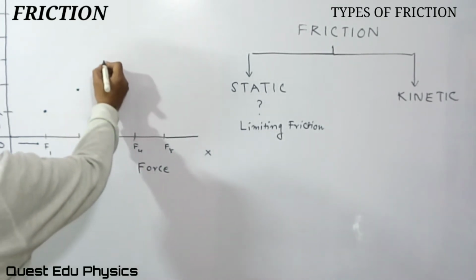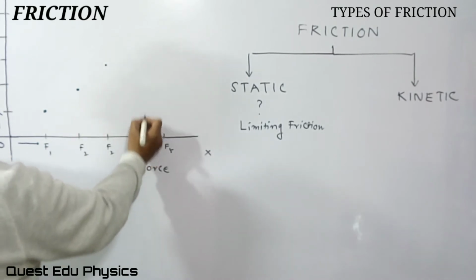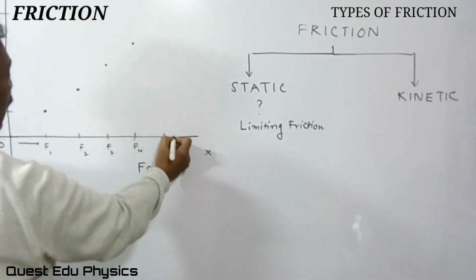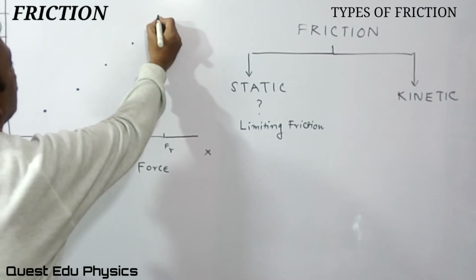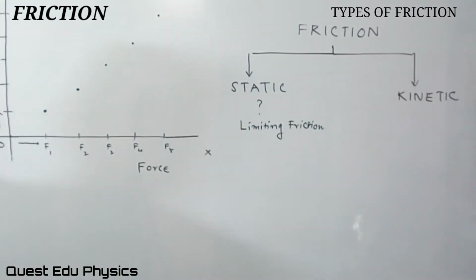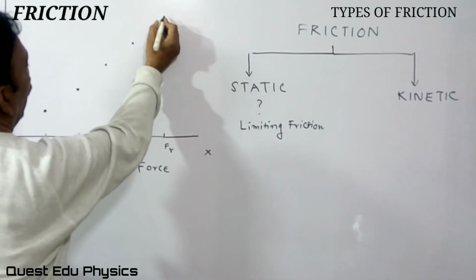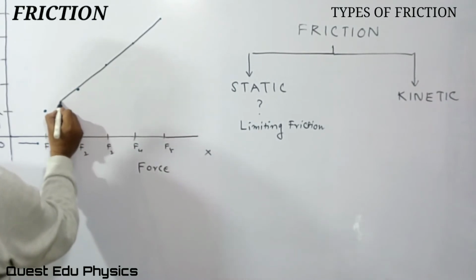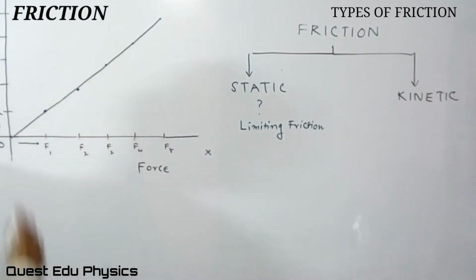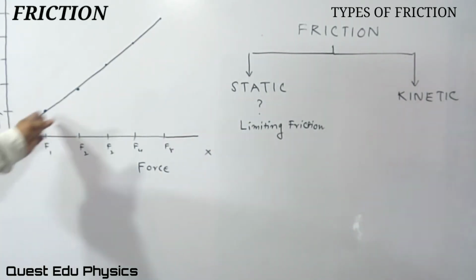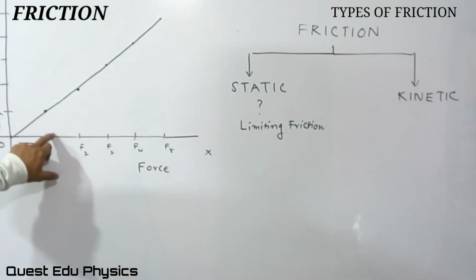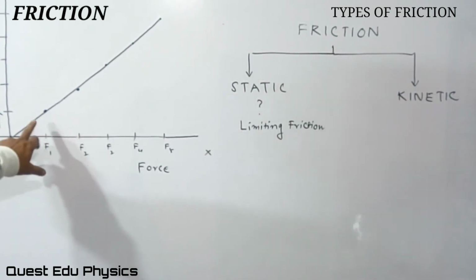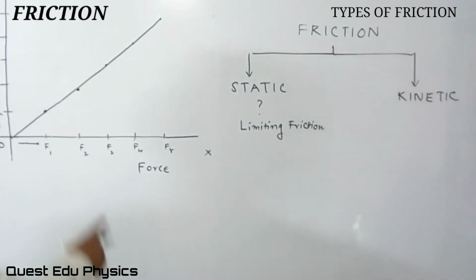Then further we are increasing. It changed to F3, then F4, and F5. Okay, let's join all these points, students. Let's see what could happen. It appears to be a straight line passing through the origin, making an angle of 45 degrees. What does it mean? They have a linear relation. If one increases, automatically the second also increases.